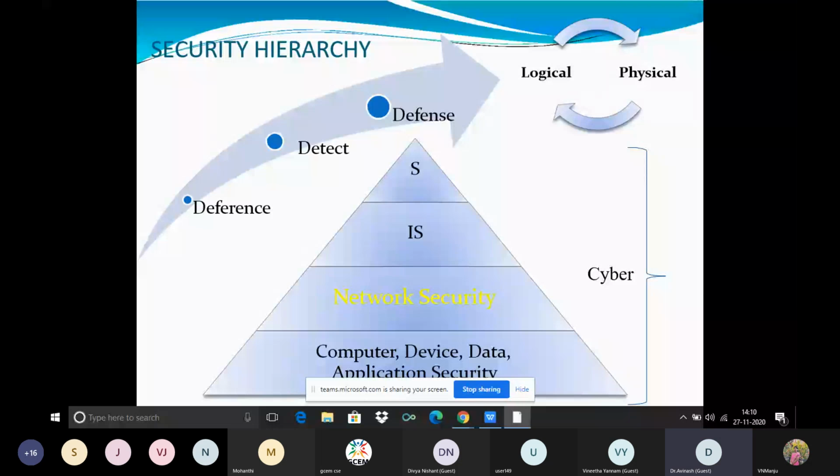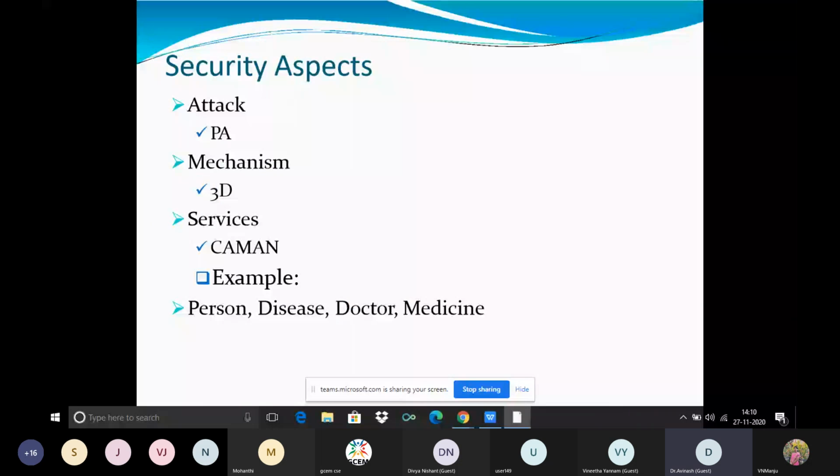So if we want to deal with any particular layer, then we have to be specific in terms of making the threat assessment, making the vulnerability assessment, and possibly identifying the type of attacks. These are the different security attacks. There could be some passive attacks, then there could be some mechanisms which we have to identify, then there could be the services. Now this particular word, that is a camel, it has a different meaning, which I am going to explain in the next slide.